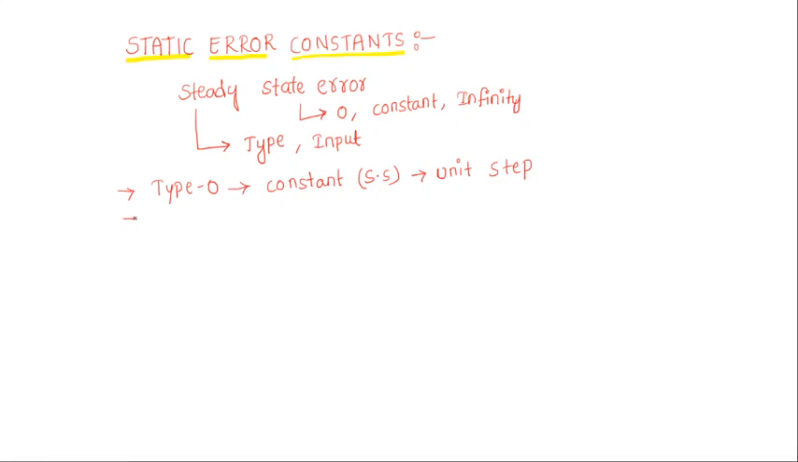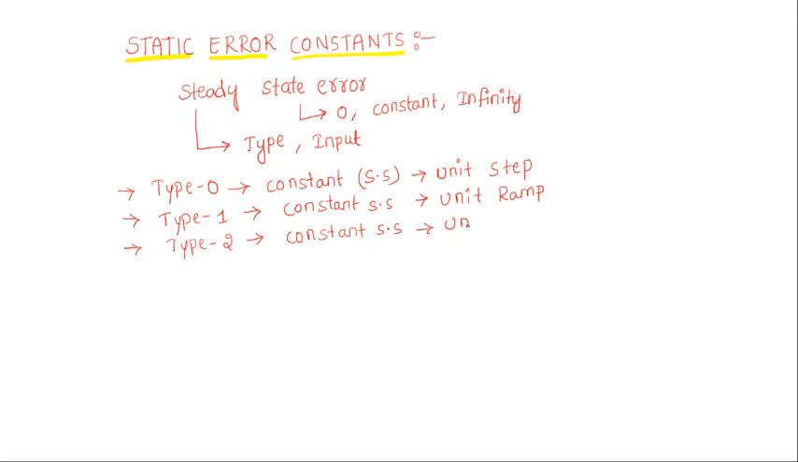And similarly, the type 1 system. Type 1 means you have only one pole at the origin. The type 1 system has constant steady state error only when the input is unit ramp signal. And similarly, the type 2 system has constant steady state error only when the input is unit parabolic signal.